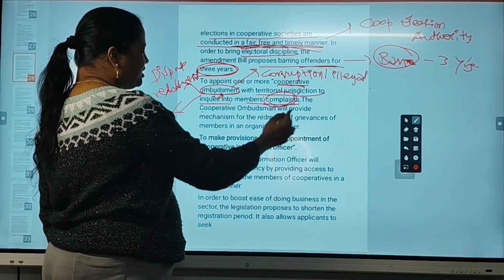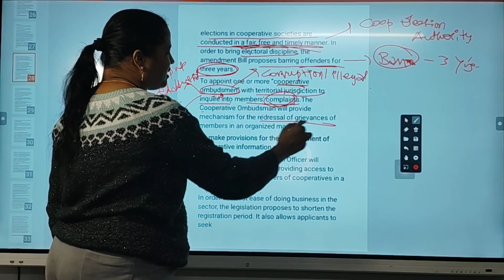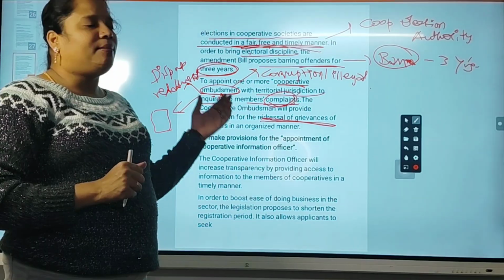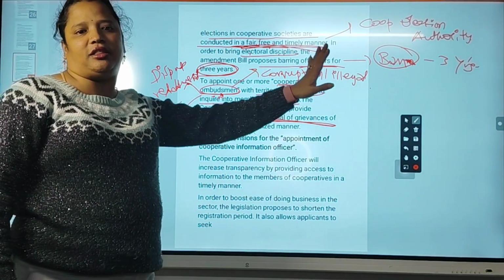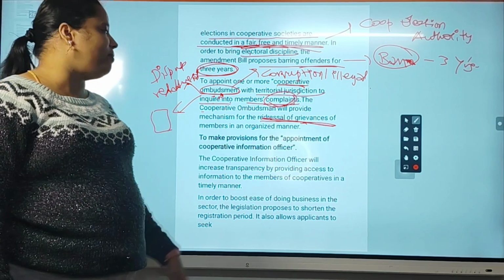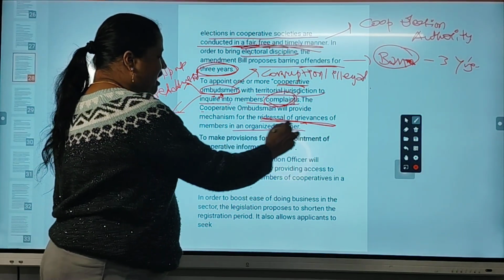The cooperative ombudsman will provide a mechanism for redressal of grievances. Whatever the grievances or complaints are with the members or leaders, or corruption, anything, they will inquire into that and they can solve the problems also, in an organized manner.